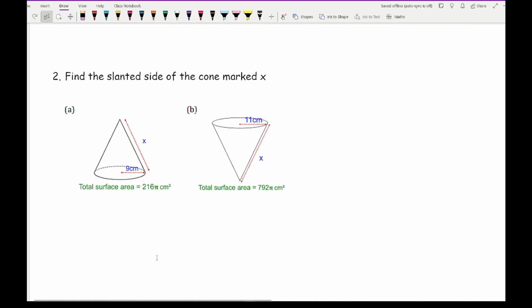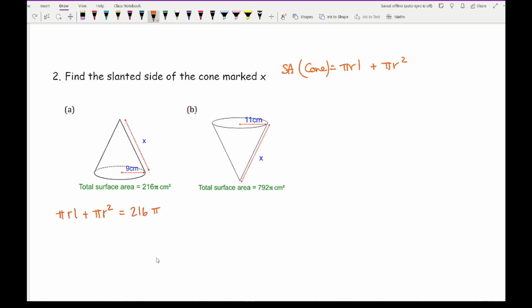So now let's have a look at some more reverse questions, this time related to a cone. So let's just write down the formula. So the cone is pi r L plus pi r squared, and that equals the surface area. So in looking at A, the question is asking us to work out L. So from this, what we know is that pi times r times L plus pi r squared equals 216 pi.